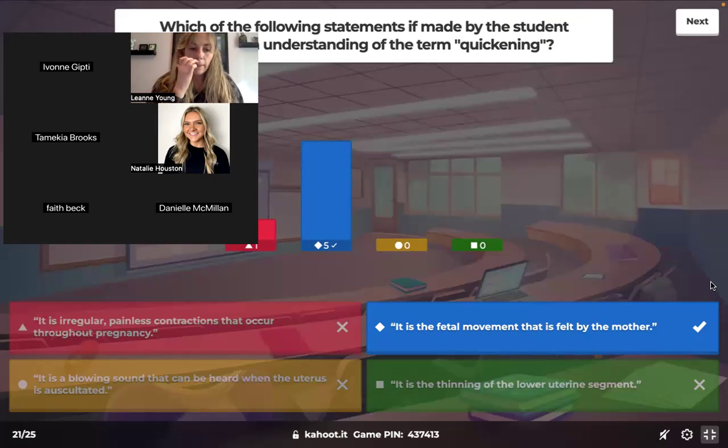Yep, so quickening is the fetal movement that's felt by mom. The irregular painless contractions that occur throughout pregnancy are Braxton Hicks. That's what those are. So yeah, know the differences in these definitions here.